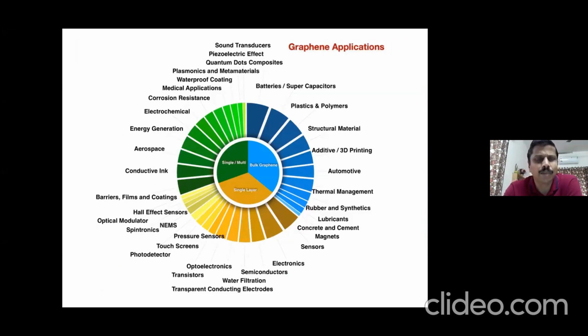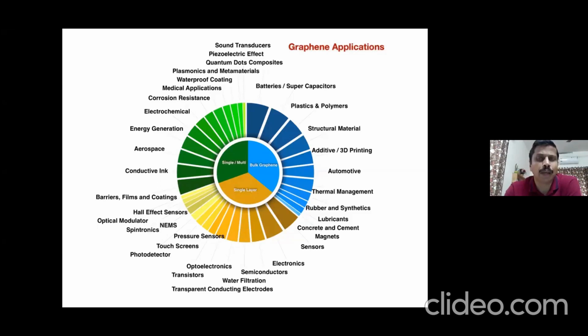So let's see some of the interesting applications. You can see graphene applications, n number of applications you can find. You can use either single or multi-layer graphene, or you can use bulk graphene or single layer graphene. So the applications are divided into three. Three colors represent three different materials: single layer, multi-layer, bulk, as well as single layer.